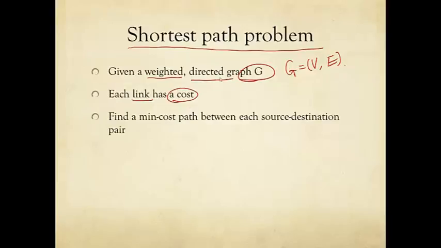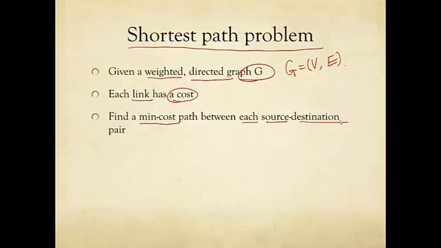And it's a directed graph, so node I goes to node J doesn't mean that node J also goes to node I. And our job is actually very simple. We just want to find a minimum cost path. There might be multiple. We just need to find one between each pair of source and destination.